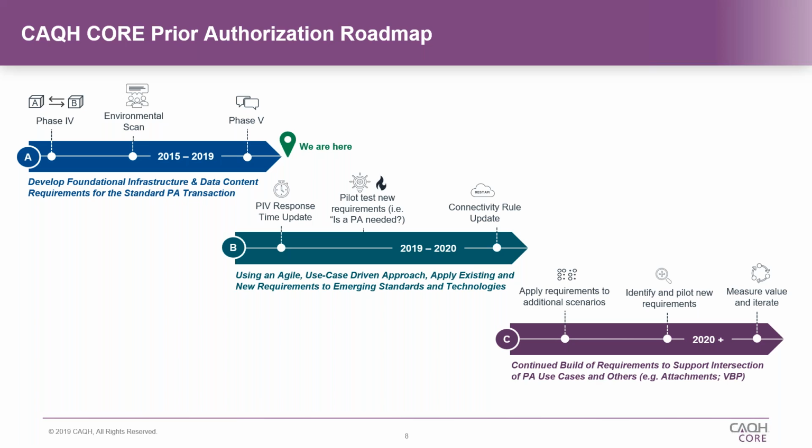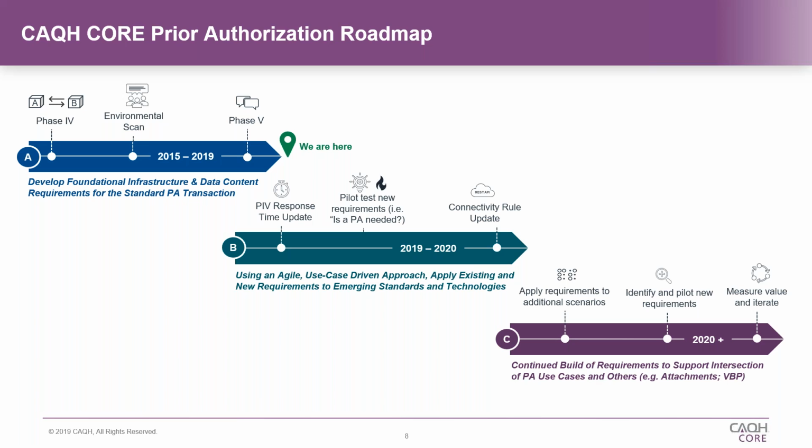But we're looking at how we can adjust those requirements to make the transaction and the business process more efficient for providers and health plans, along with pilots, different requirements, both phase 4, phase 5, and additionally new requirements for different types of PA supporting transactions, like is a PA required for this particular service or not.